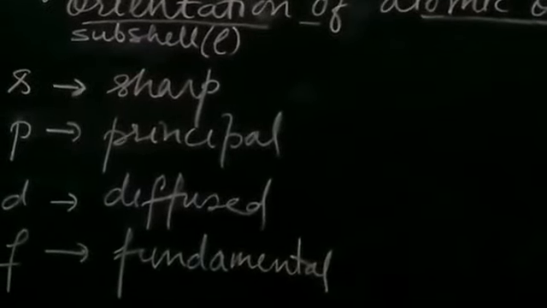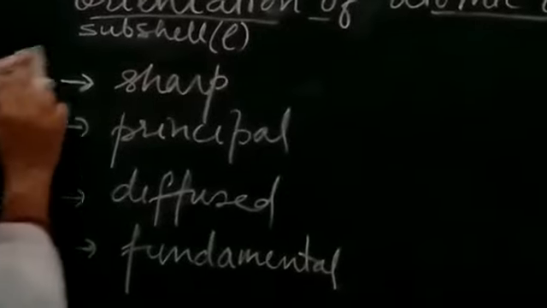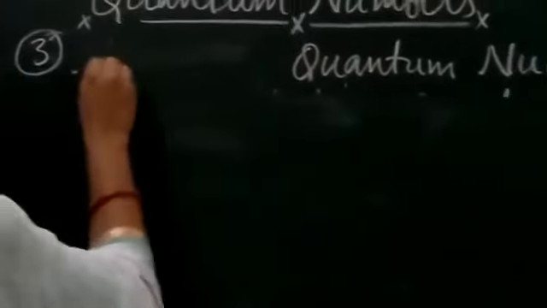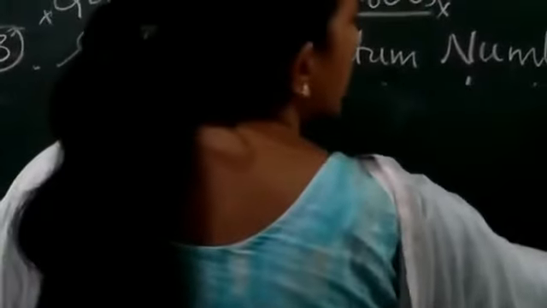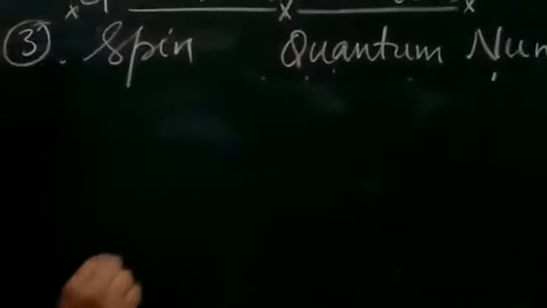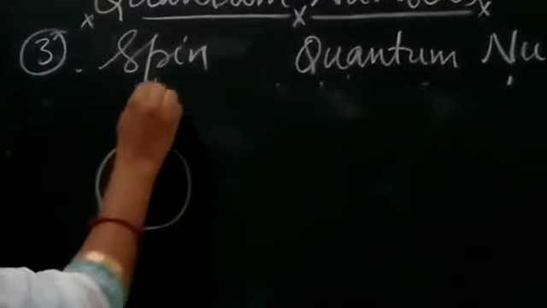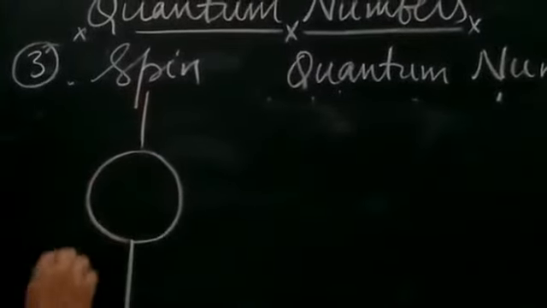This is the quantum number which is related with the spin of the electron, whether it is spinning clockwise or anti-clockwise, right? So next is the spin quantum number denoted by ms. Now you know that an electron, this is indicated electron, right? Now this is its axis of rotation.